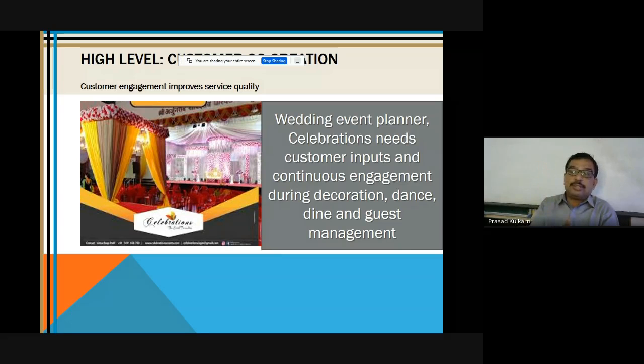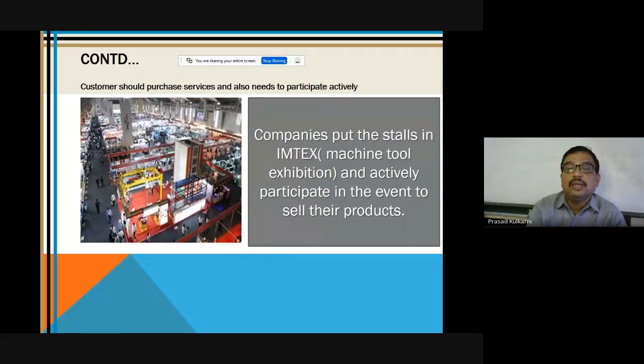Here customer inputs are necessary and you need to engage with the customer, particularly for the decoration, dance and dine, and guest management. So the involvement of the customer in such services is very high, and the more the involvement, the more the engagement, the service quality improves. That's where Celebrations is doing very well in Belgaum. Now, customers should purchase the services and also need to participate actively.